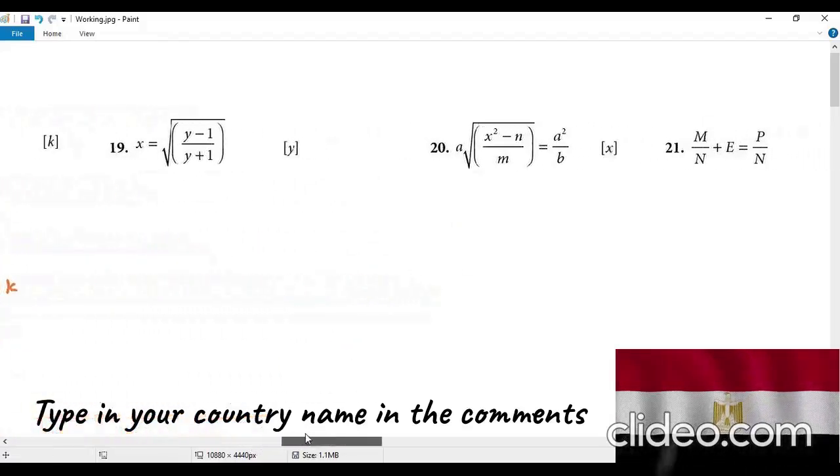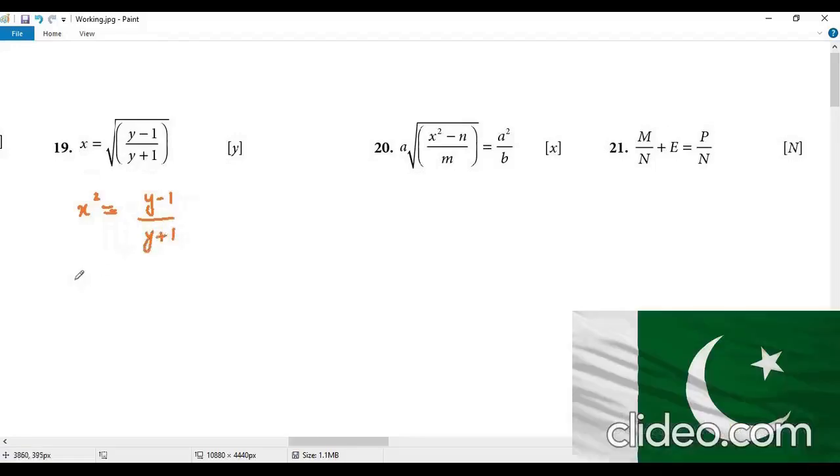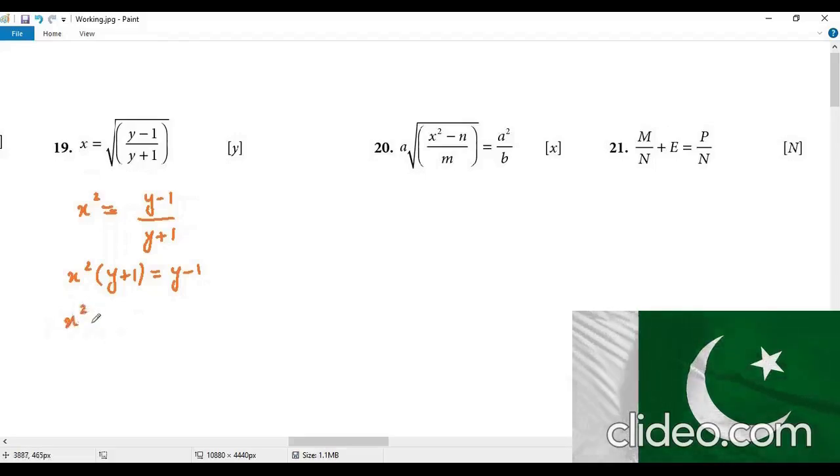Now comes question number 19. In here we'll do the same thing that we have done before. This is going to be a square, and the square root sign is going to be removed from the right side. This is going to be y minus 1 and y plus 1. And y is to be made a subject. That means x square will be multiplied by y plus 1 is going to be y minus 1. And here it's going to be x square y plus x square equals y minus 1.